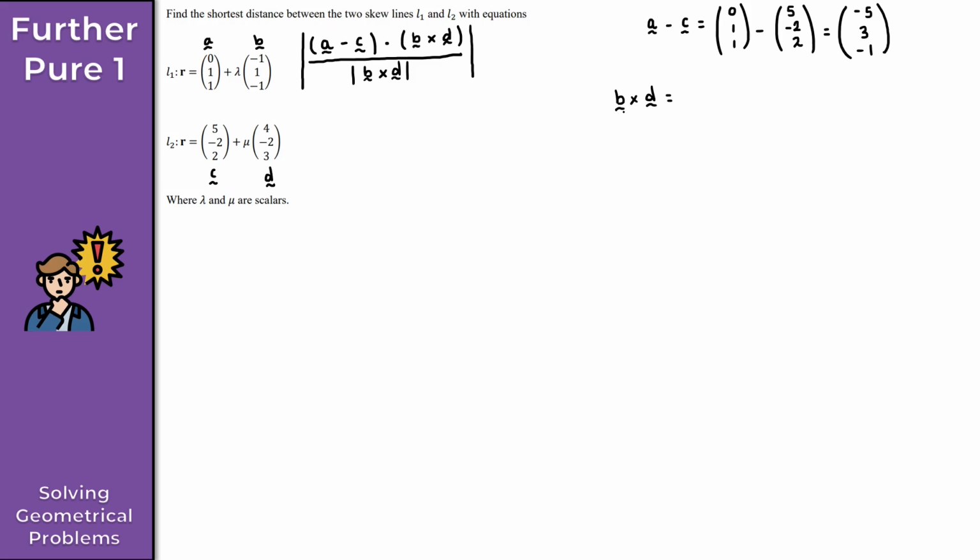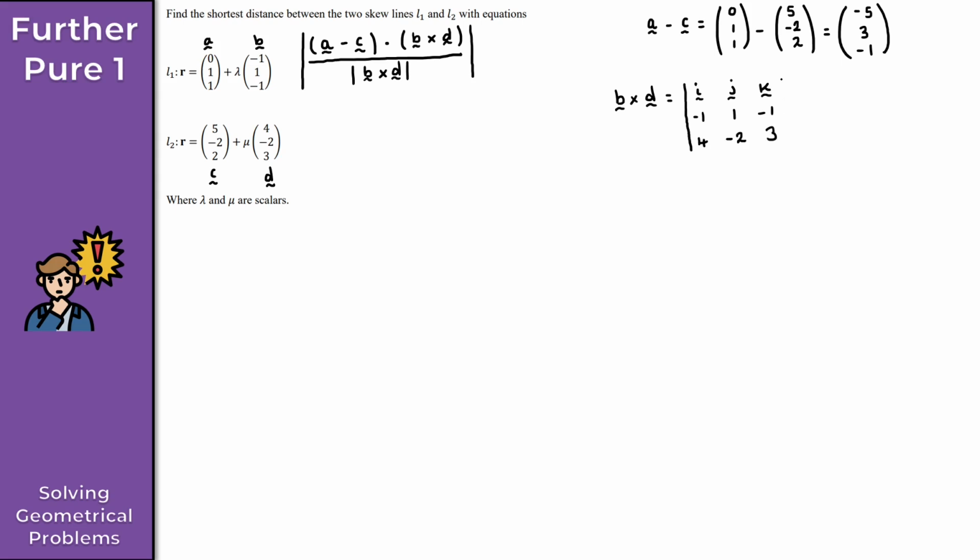So for the vector B crossed with the vector D here, all we need to do is evaluate a 3x3 determinant. So we have our 3x3 determinant here. Along the top row, we have i, j, and k, our unit vectors here, like so. Along the middle row, we have the vector B, so that is -1, 1, and -1. And then finally, along the bottom row here, we have the vector D, so that's 4, -2, and 3.